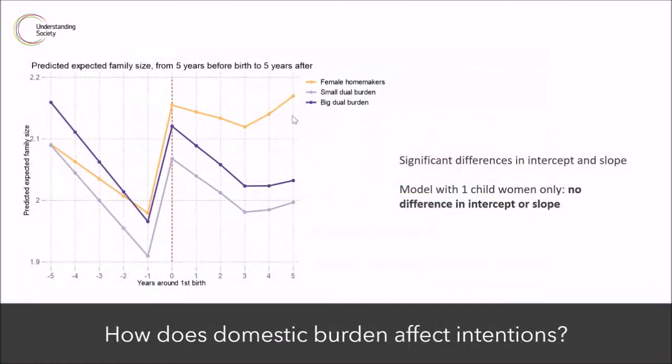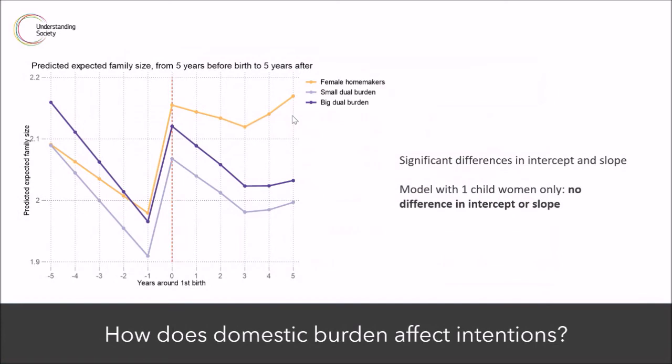So I looked at averages for these groups over time, and what I saw was both significant differences in intercept and slope among all women. Again, the female homemakers have a very different trajectory to women who work, but what was interesting was that these categories were in no way predictive when I did a model just for one-child women.